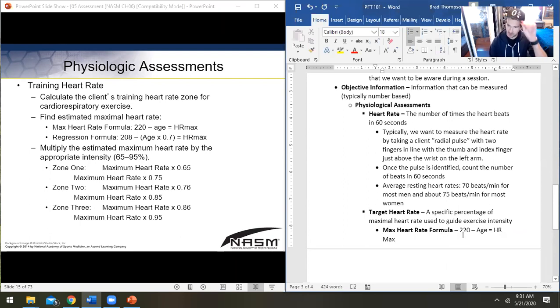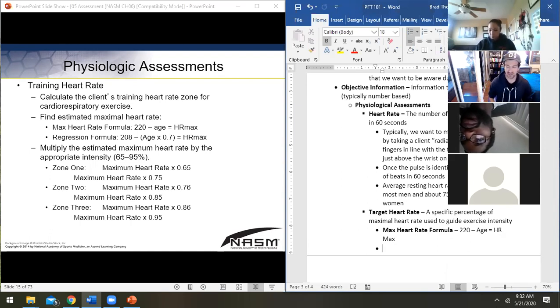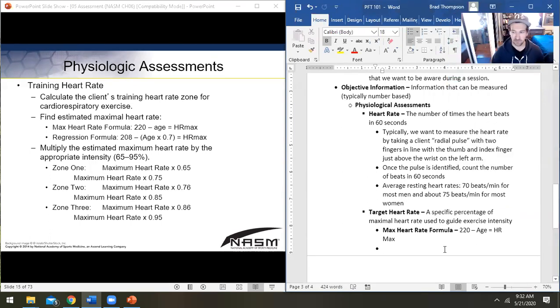So your max heart rate formula is 220 minus your age equals your heart rate max. Then we've got what's called the regression formula. This is actually a little more commonly used today. Your regression formula has been shown in a lot of studies to be a little bit more effective. However, it applies much better to people like athletes rather than average folks. This is something you're going to learn in this class that you're probably not going to see very often in your normal tests. But the regression formula is another way to calculate heart rate max. It's still going to tell you your heart rate max, just using different numbers.